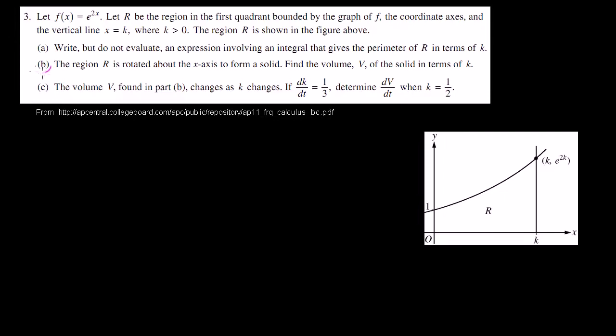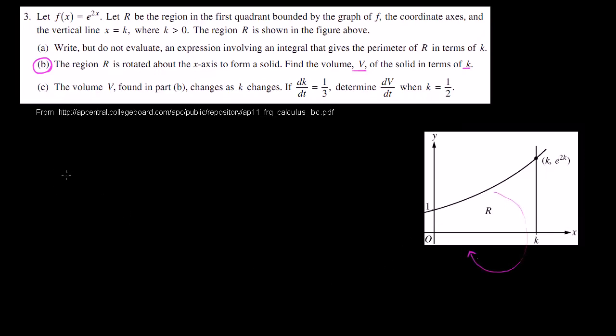We're on part B. The region R is rotated about the x-axis to form a solid. Find the volume V of the solid in terms of k. So this is our region R, and it's going to be rotated around the x-axis to form a solid.